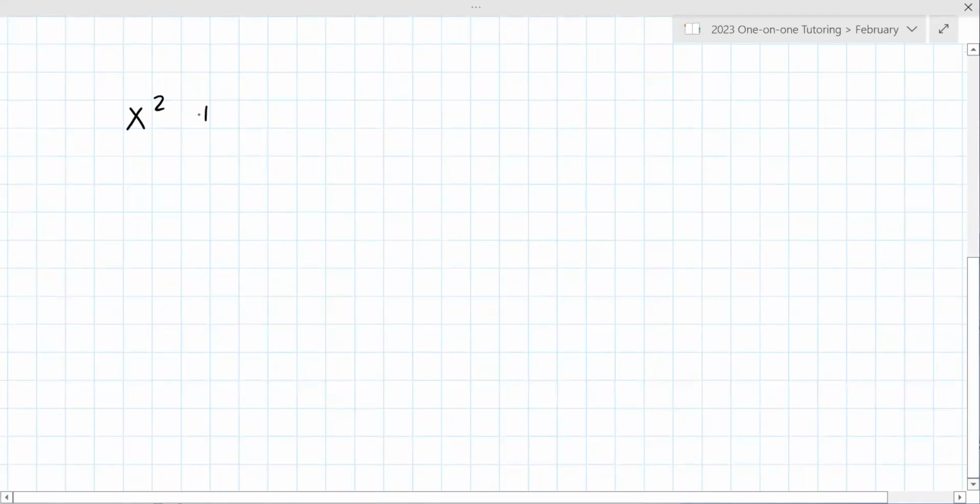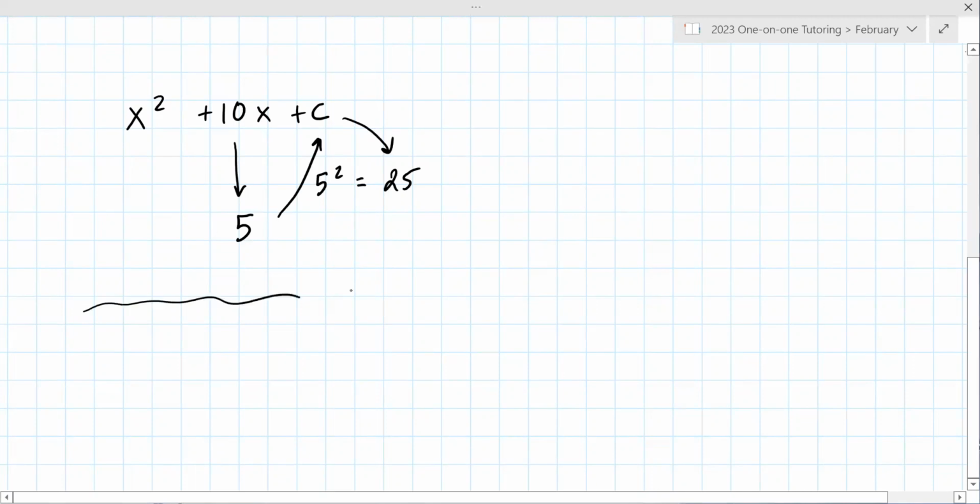Let's go x squared plus 10x plus C. So you take this number here, the 10, and you cut it in half. What's 10 cut in half? 5, and then you square it. 5 squared equals 25, so that's the value of C. Okay. So let's look at another one here.